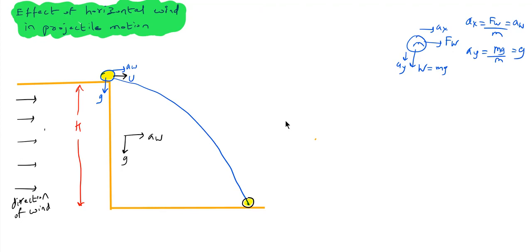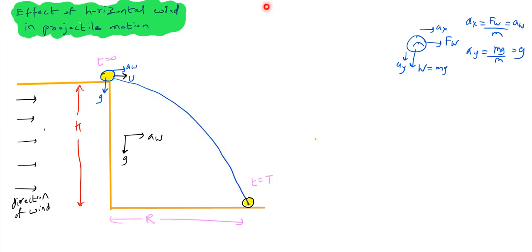Now, what is the question? What will be the horizontal range in this case? At t equals 0, it is projected horizontally. After some time t, it will strike the ground. The ball will still move in a parabolic path, continuing in the parabolic path like this.